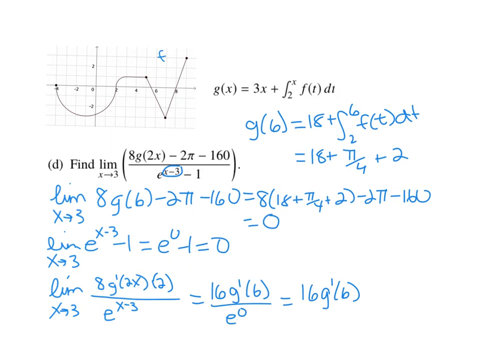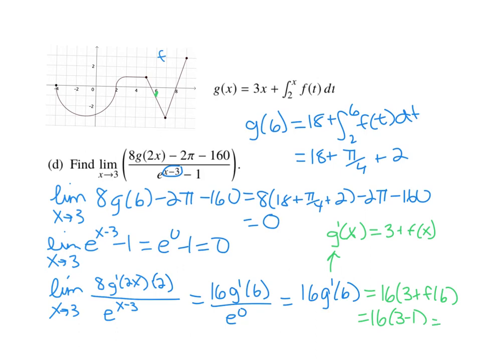I am going to find g prime of 6 using that equation that I have. Actually, the equation that I got in part A is going to help me. So in part A, I got that g prime of x was 3 plus f of x. So I'm going to get 16 times 3 plus f of 6. F of 6 is negative 1, so I get 16 times 3 minus 1, which gives me 16 times 2, and my answer there is 32.